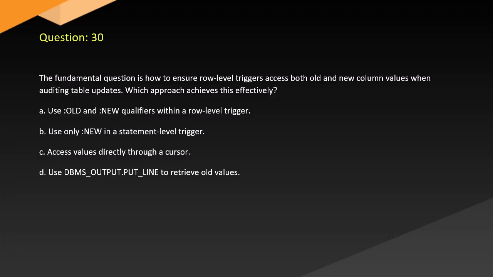Question 30. The fundamental question is how to ensure row-level triggers access both old and new column values when auditing table updates. Which approach achieves this effectively? A. Use OLD and NEW qualifiers within a row-level trigger. B. Use only NEW and a statement-level trigger. C. Access values directly through a cursor. D. Use DBMS_OUTPUT.PUT_LINE to retrieve old values.